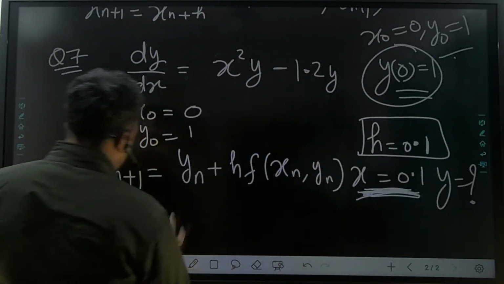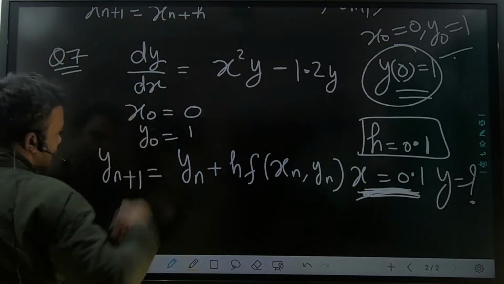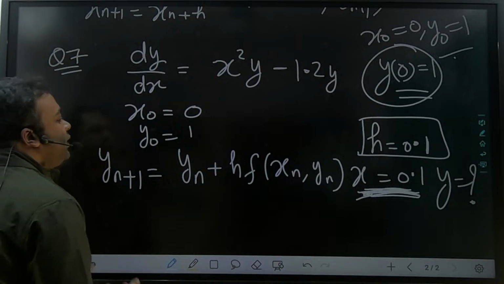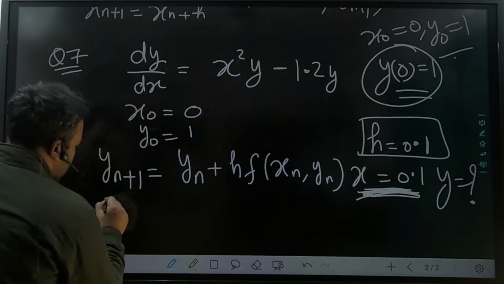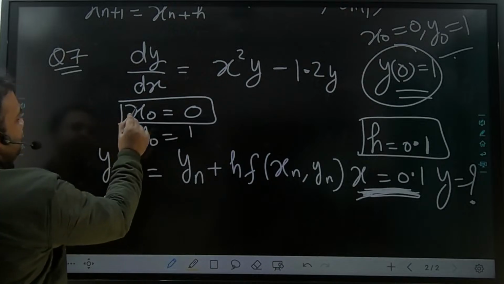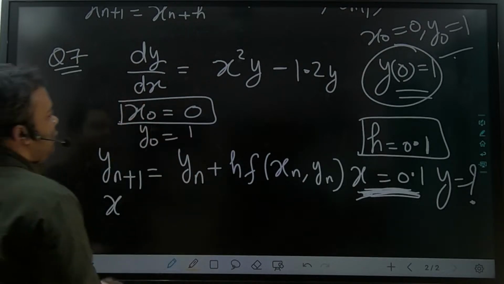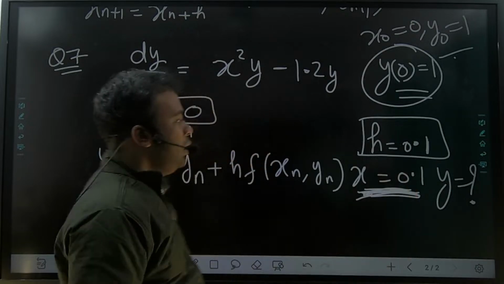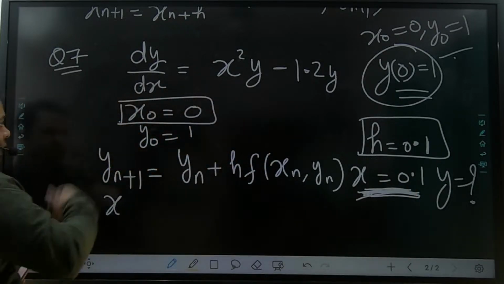Now, first thing first, we have to evaluate when this x value comes: first iteration, second iteration, third iteration. Initial x value is known to you. With respect to this x and using this step size, let's see when I get this value, x is equal to 0.1. So the next iteration will be x1.